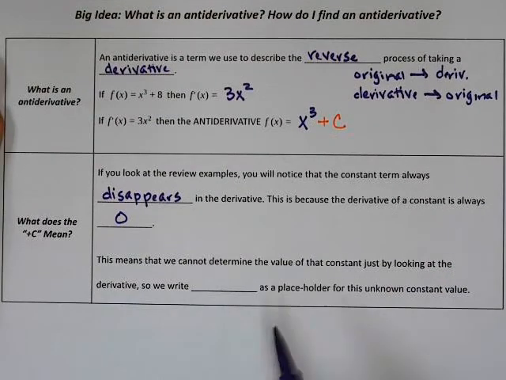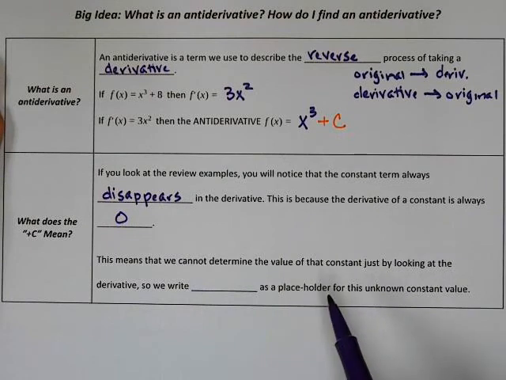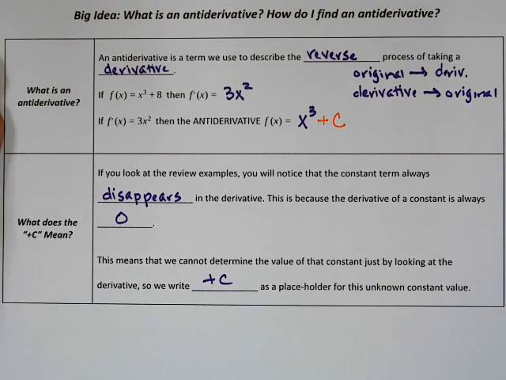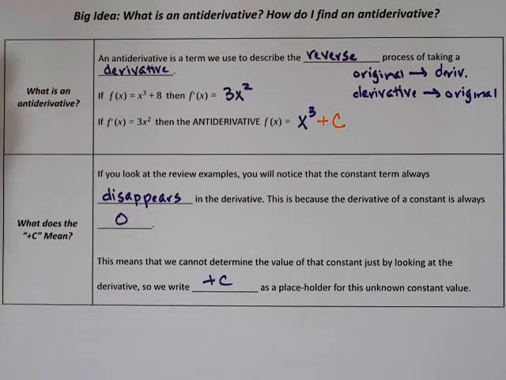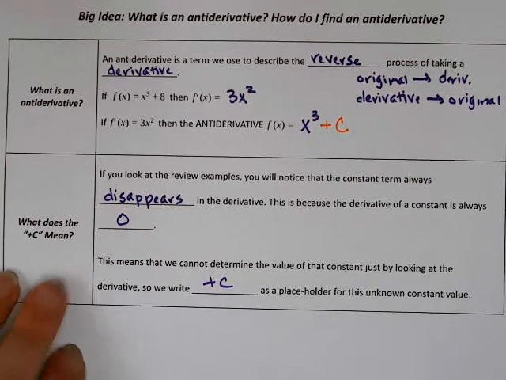So this means we cannot determine the value of that constant just by looking at the derivative. So we write plus c as a placeholder for this unknown constant value. This is going to be super important as we move forward. So please make sure you've got that written down.